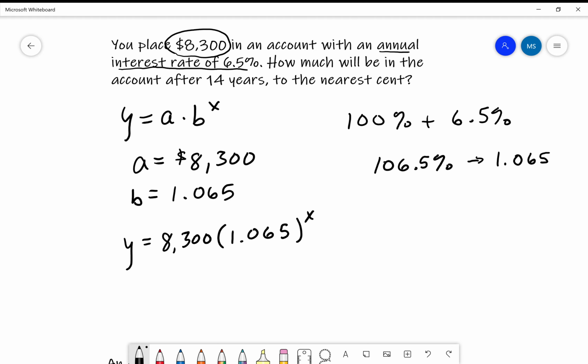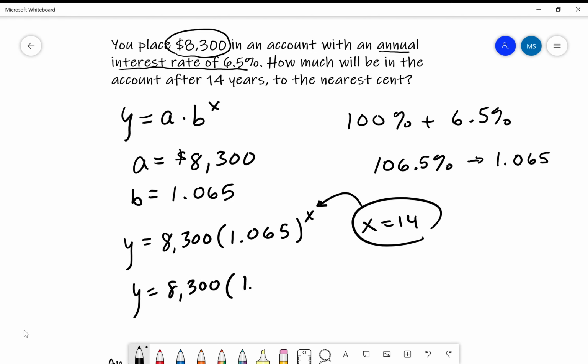Now we need to plug in 14 years. 14 years is going to be our X value. We plug that directly in. And again, make sure you're using your order of operations properly. So when we plug in 14 here, we're going to want to do 1.065 to the 14 first, and then we want to multiply by that 8,300.